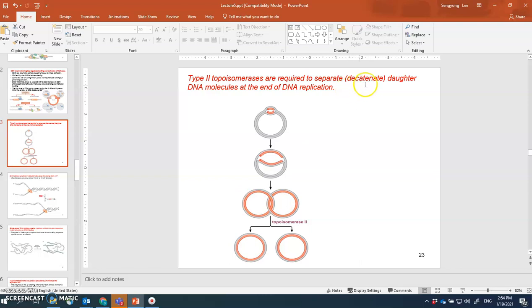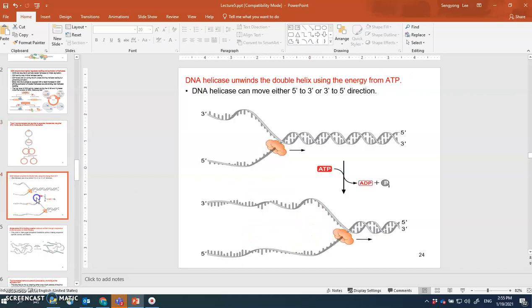So how do you separate this? You have to probably cut, and take them out, right? That is done by an enzyme called type 2 topoisomerase. That is required to separate, or decatenate, daughter DNA molecules at the end of DNA replication. So the topoisomerase enzyme will take care of that separation process, the decatenation process.